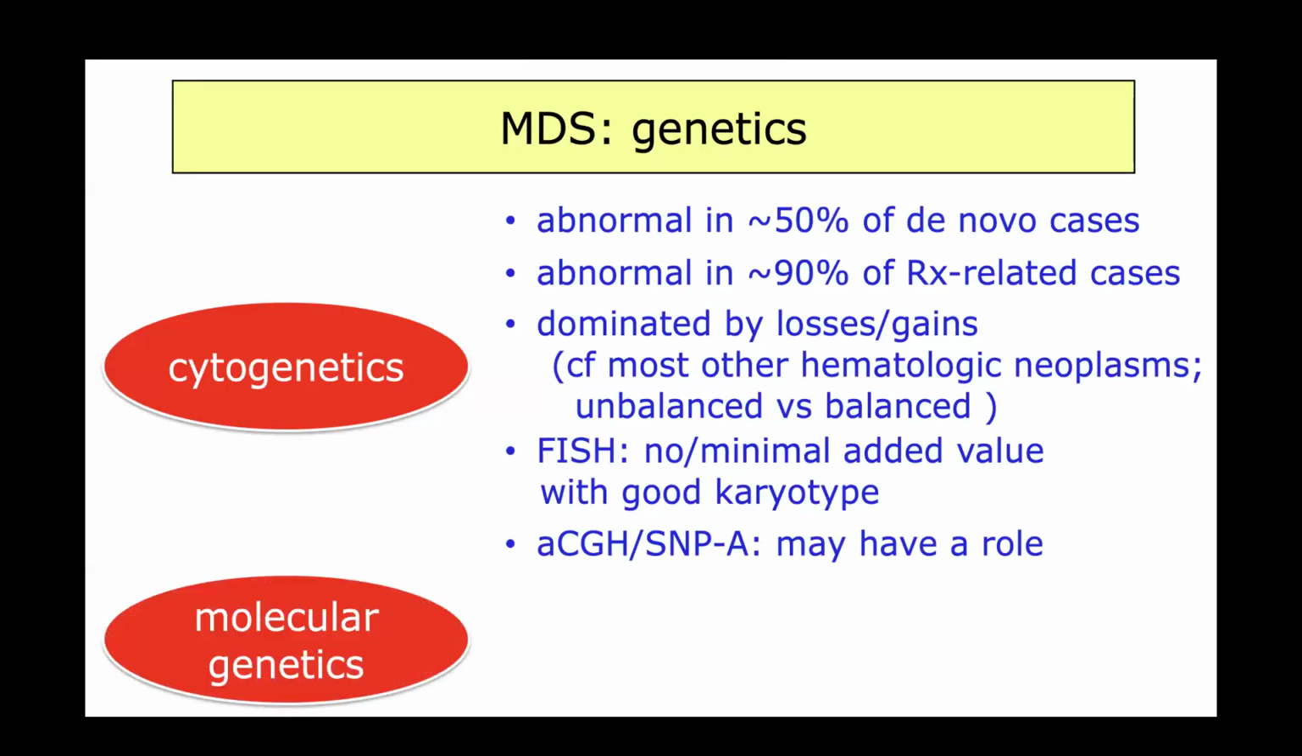Moving beyond the karyotype and what can be discerned from arrays is, of course, molecular genetics. And at least 90% of MDSs have detectable mutations on standard, whatever that means, standard myeloid panels. And so you're much more likely to find a mutation than you are to find a chromosomal abnormality, I suppose, is the take-home message from this slide. Let's just look at a little bit more detail of the chromosomal abnormalities in MDS.